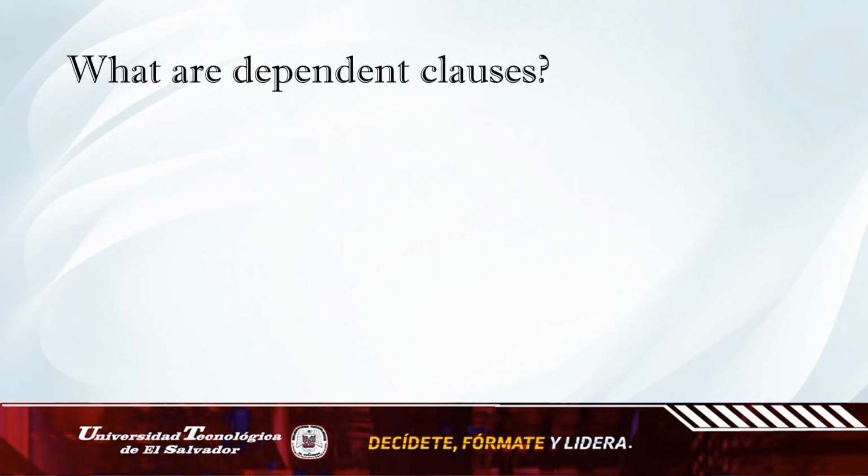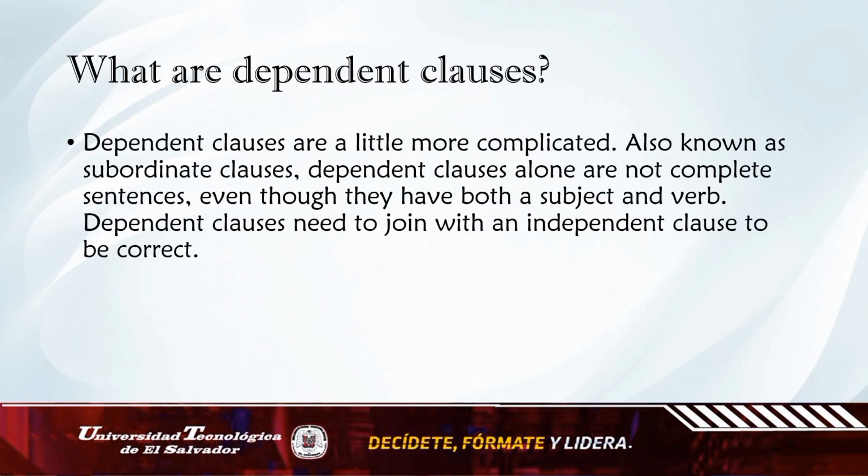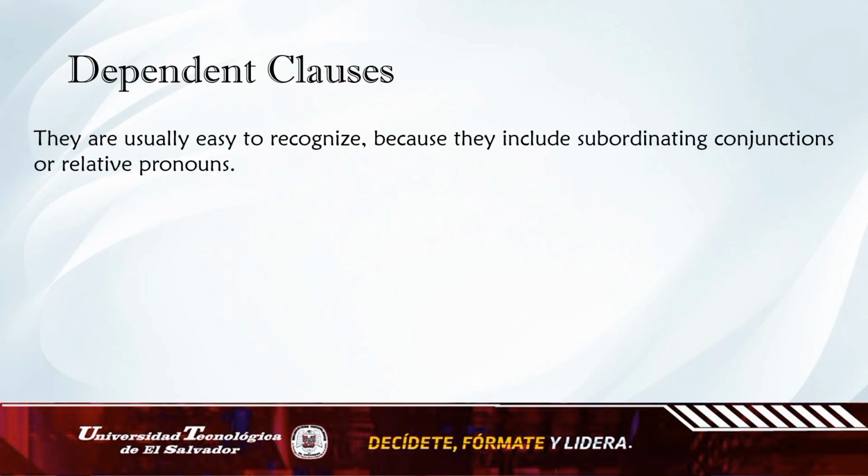Now, what are dependent clauses? Dependent clauses are a little more complicated. Also known as subordinate clauses, dependent clauses alone are not complete sentences, even though they have both a subject and a verb. Dependent clauses need to join with an independent clause to be correct. Dependent clauses are usually easy to recognize, because they include a subordinating conjunction or relative pronoun.